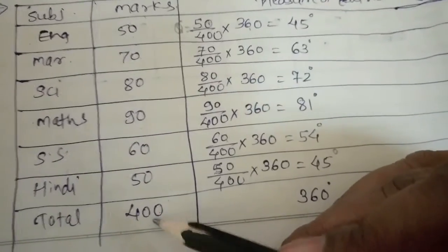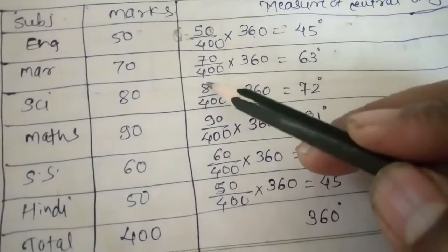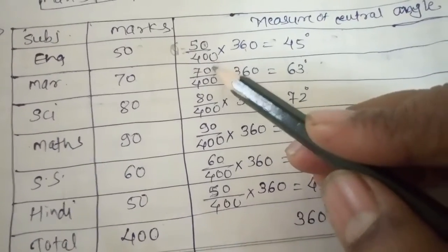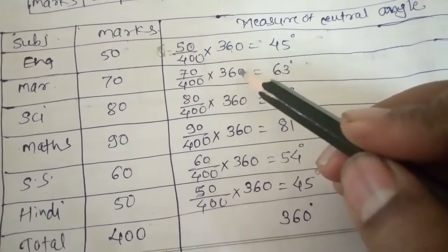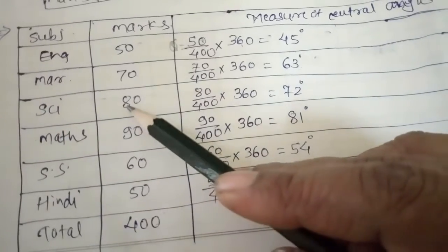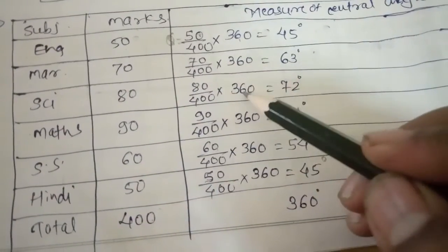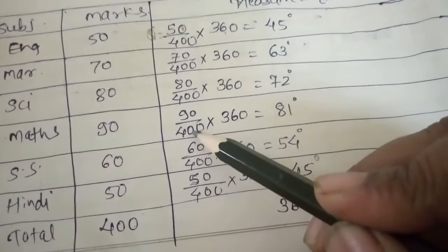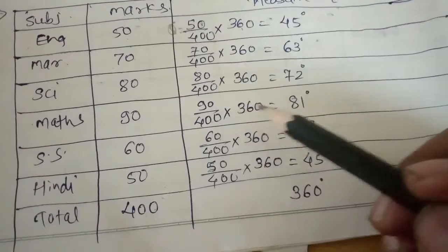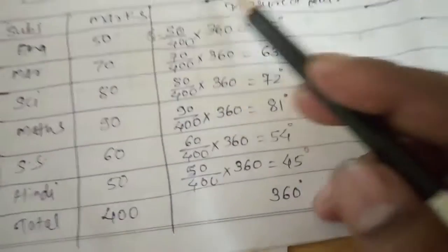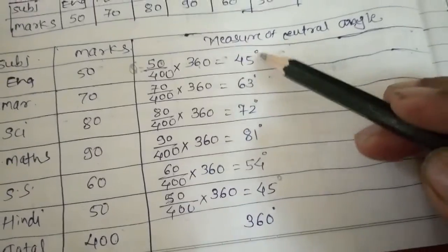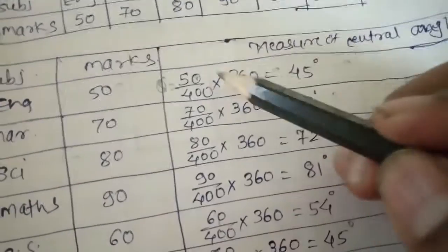So how can we calculate it? So out of this 400, the marks obtained in Marathi is 70. So 70 upon 400 into 360. Out of this 400, the marks obtained in science is 80. So 80 upon 400 into 360 degrees. Again this 400, and the marks obtained in maths is 90 upon 400 into 360 degrees. And similarly we have to find out the remaining two. So by reducing this, we get these answers. Just I am going to show this first one.